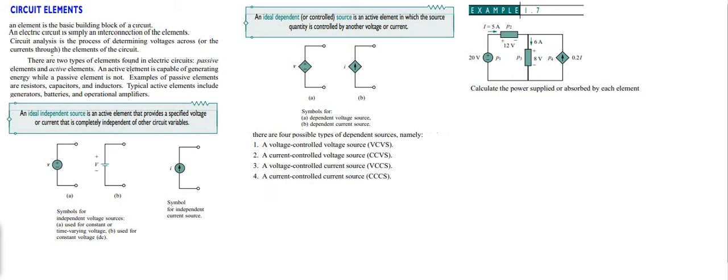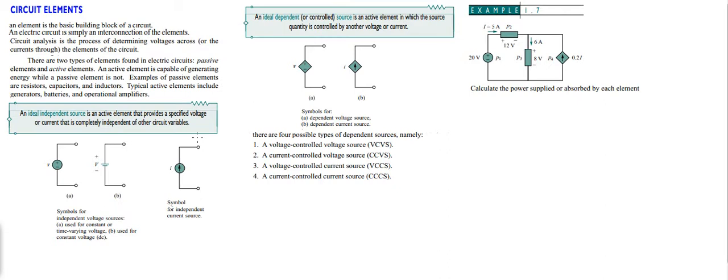So there are two types of elements found in an electric circuit. We have the passive: examples of passive elements are the resistor, capacitor, and inductor. While active elements are those capable of generating. Examples of generating elements are the voltage source or current source.